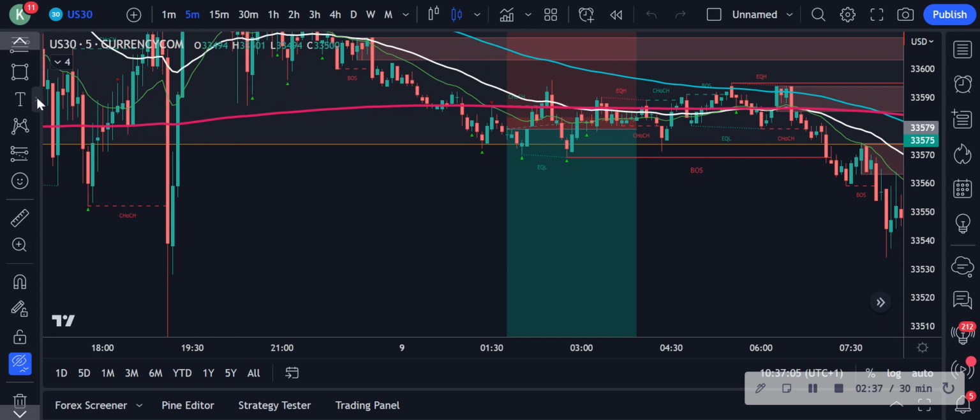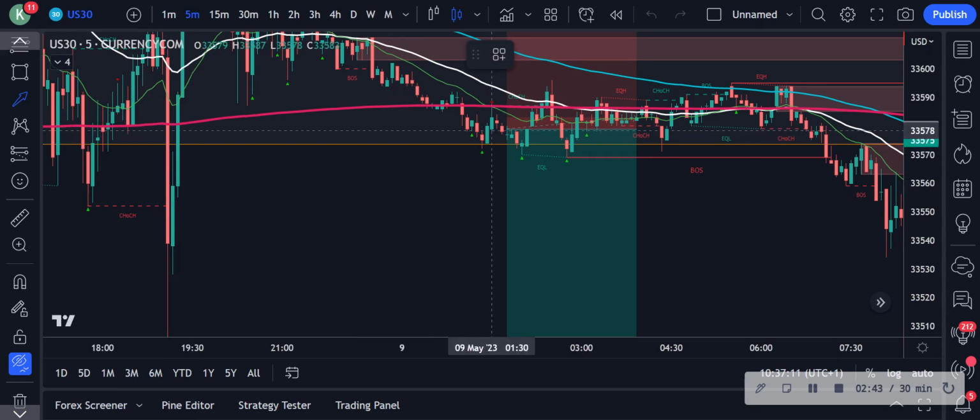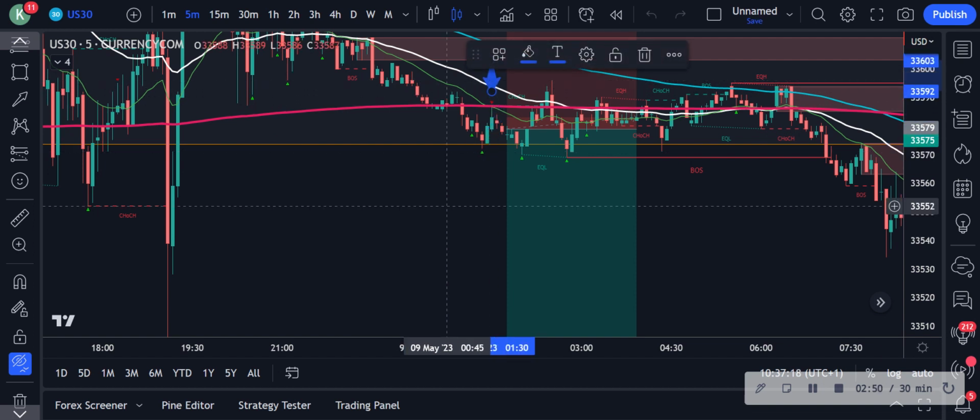I'll see if I can find the arrow so that you guys can actually see. Maybe it's this arrow marker. Let's just try this. So this candle. I'm going to put it here. Can you guys see this?